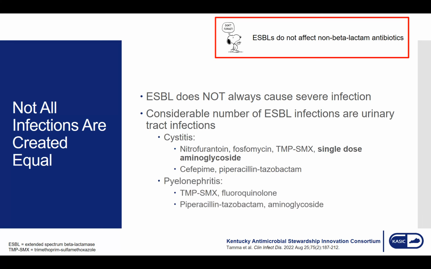So if your patient has pyelonephritis, for example, you still have a lot of options besides carbapenem. For example, trimethoprim-sulfamethoxazole, fluoroquinolone, piperacillin-tazobactam, or even give the patient a daily aminoglycoside to complete the treatment course.